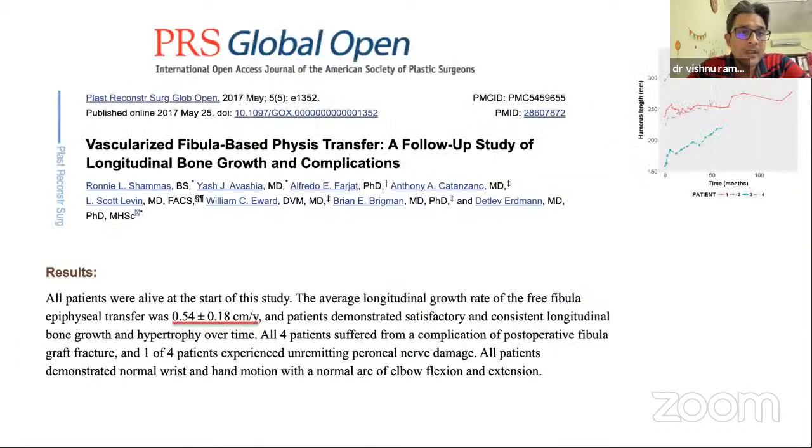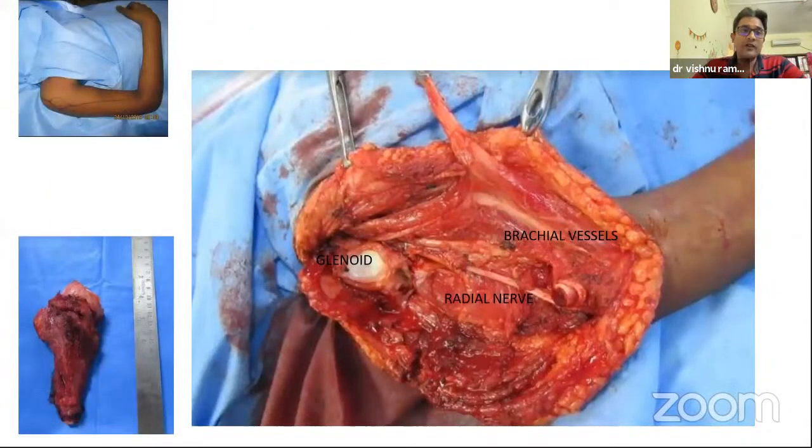Next slide. This paper demonstrated the growth of the fibula that was re-implanted in place of the humerus, and they documented growth of between 0.5 to 0.18 centimeters per year. Next slide. Just a few words on the surgical technique, and there's one more case which I would like to show, with two variants of the same surgical technique.